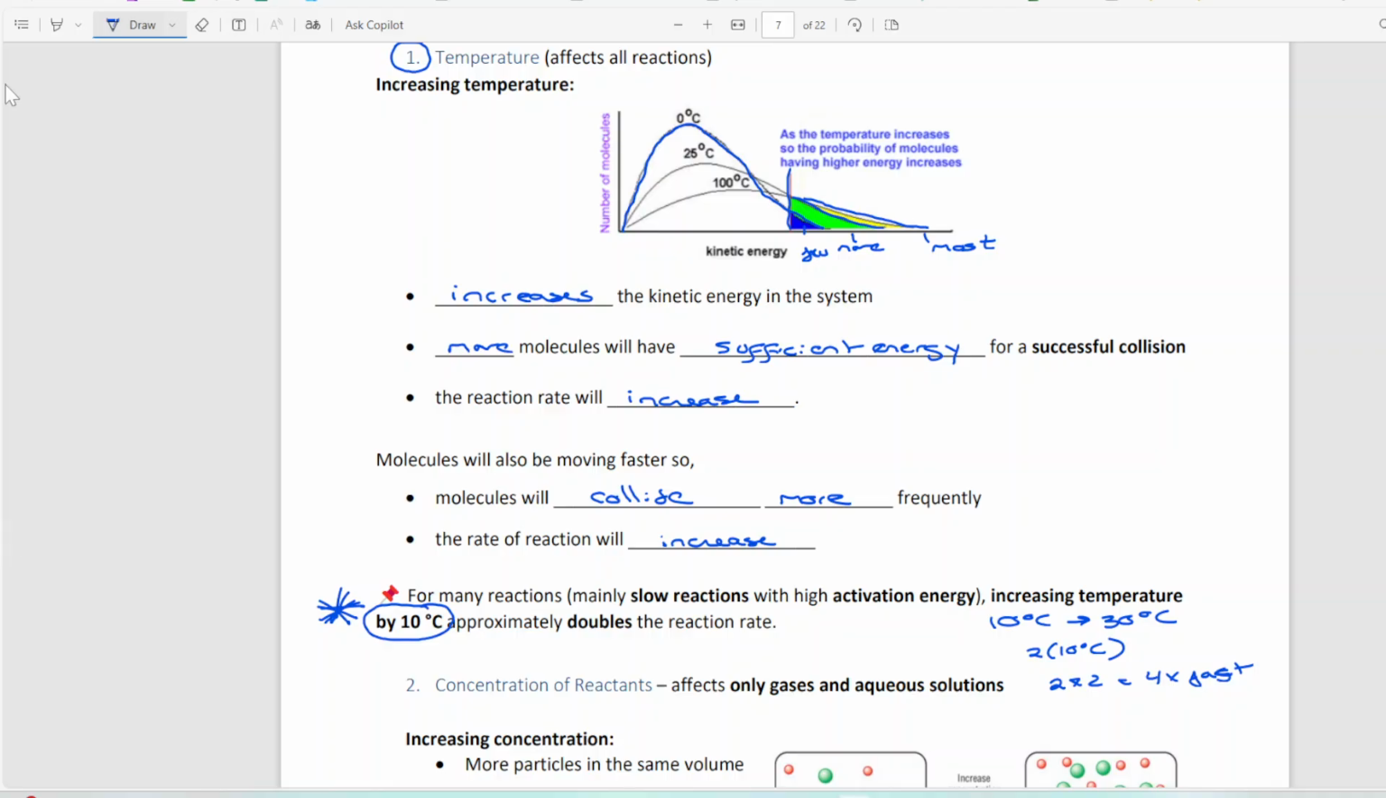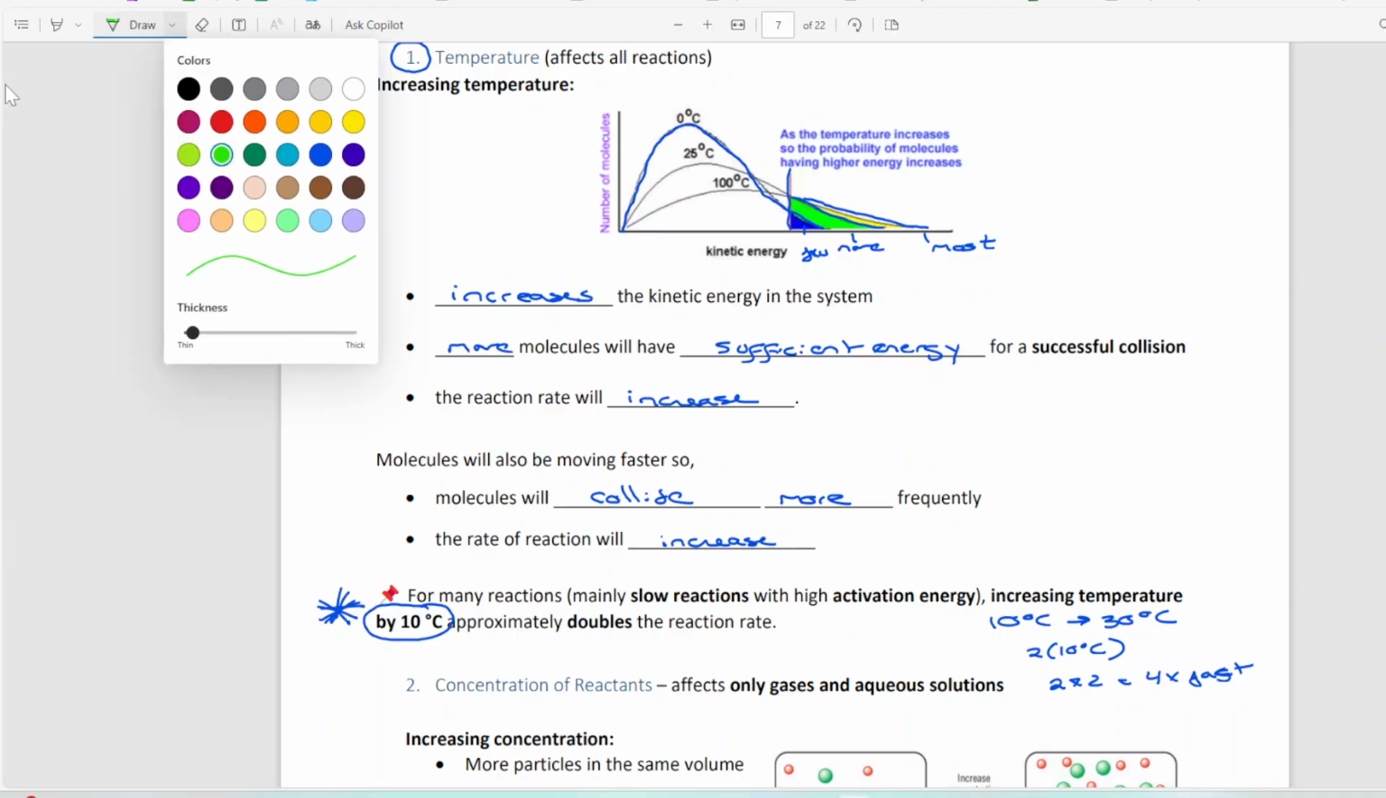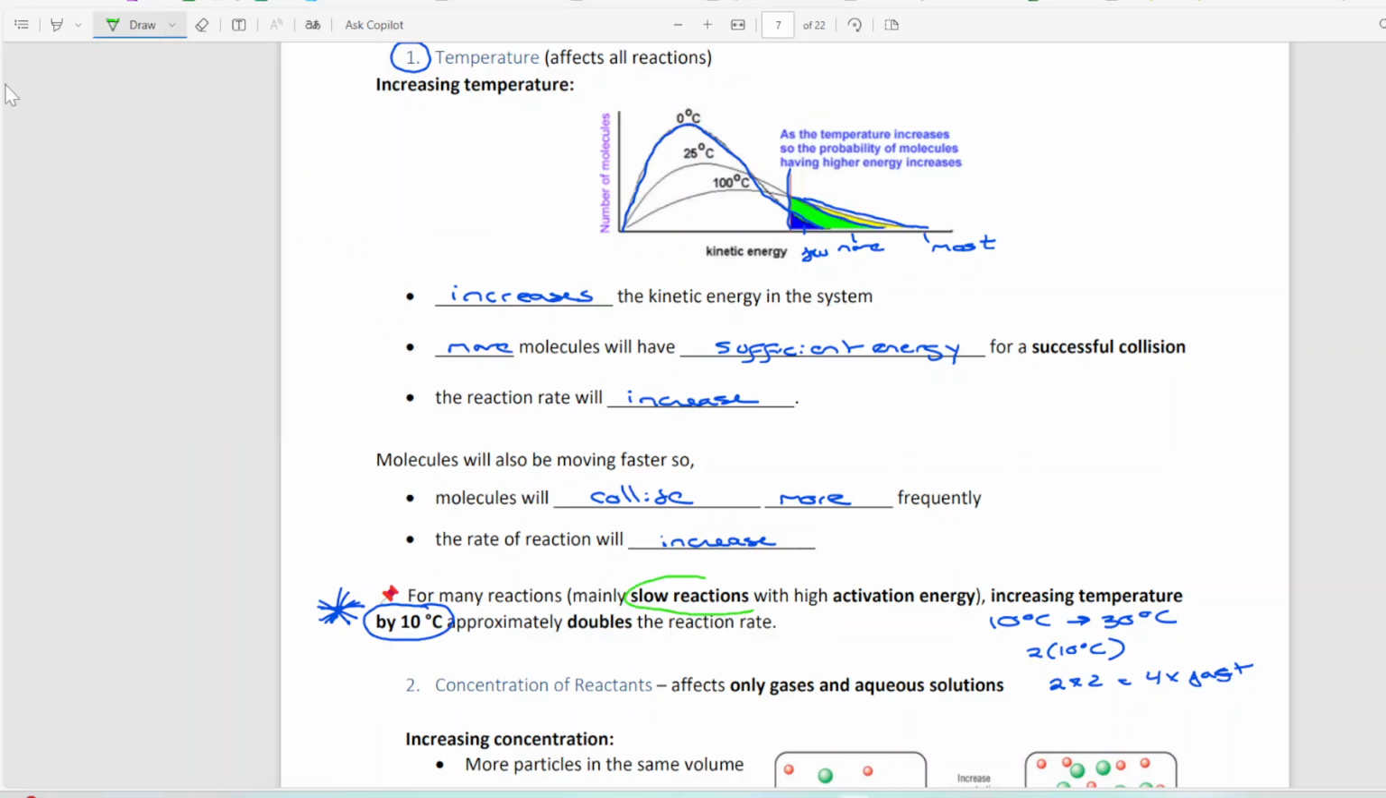But I will also emphasize, this only works for slow reactions with a high activation energy. If a reaction is already fast, and you increase the temperature, it is not going to double the reaction rate. So there'll be some wording in there that mentions having a slow reaction with a high activation energy.